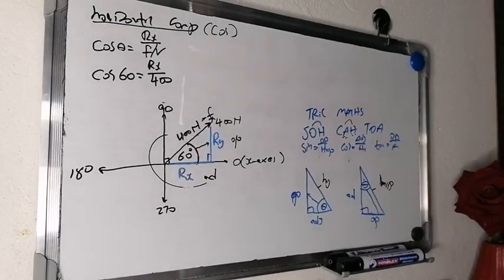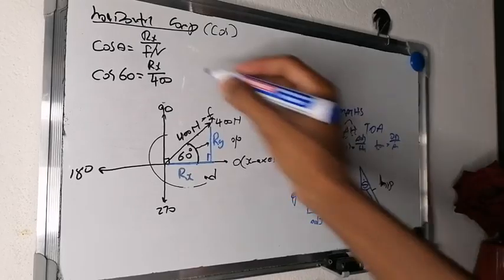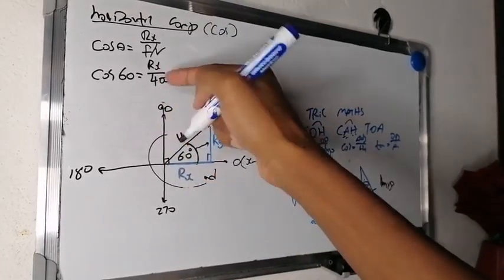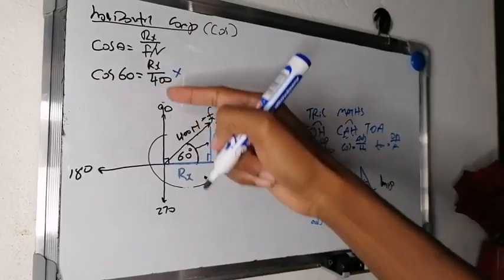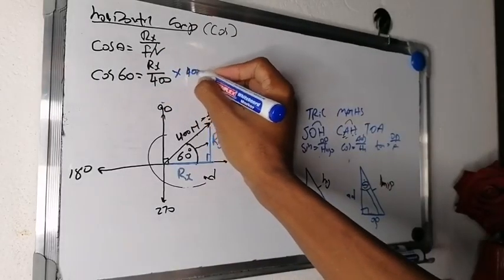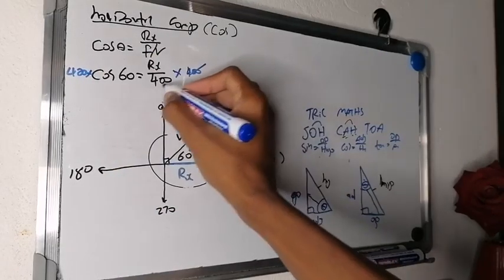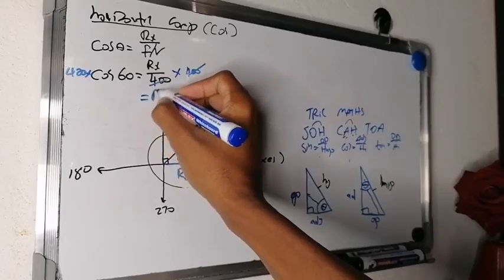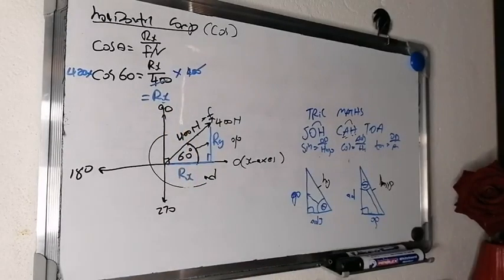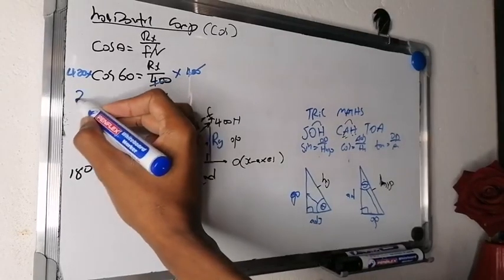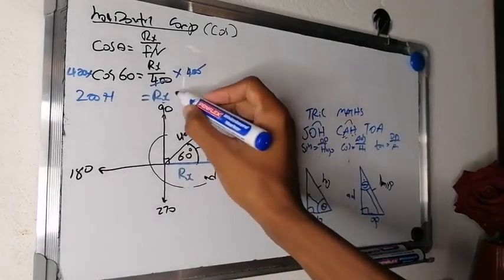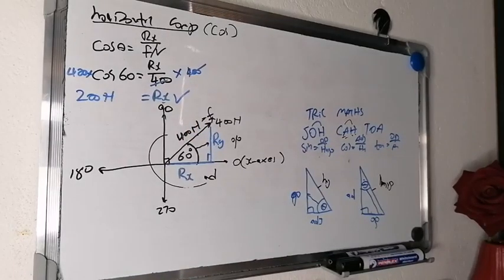Now we're going to apply our maths. How do we apply our maths? We multiply both sides by the denominator because we need to clear the fraction. So we multiply both sides by 400. The 400 will cancel the 400, and you'll be left with Rx. Now, if you take 400 and multiply with cos 60, you can quickly go to a calculator and do that. By the way, I'm already done, I'm faster than you. It's going to be 200 newtons. So we succeeded in calculating the horizontal component.